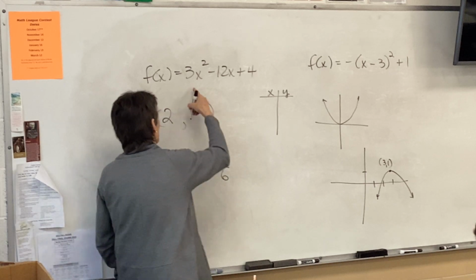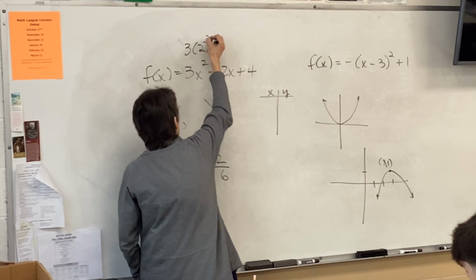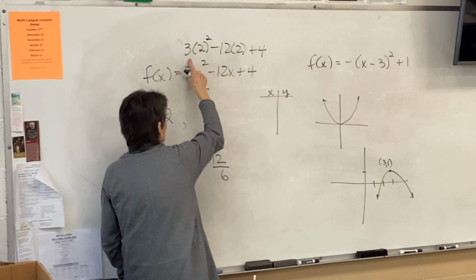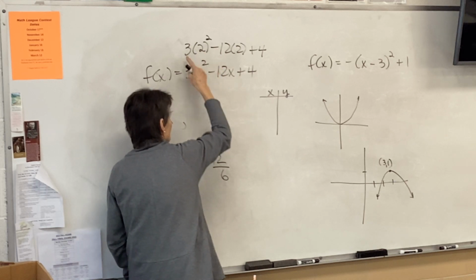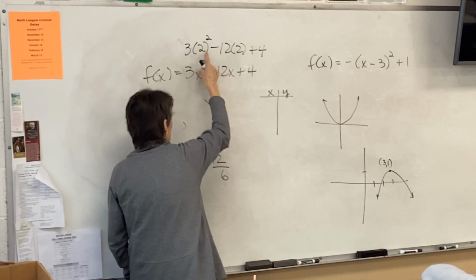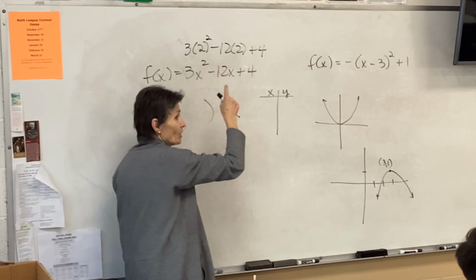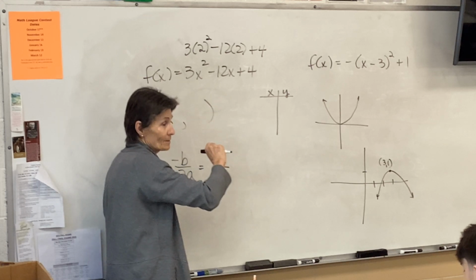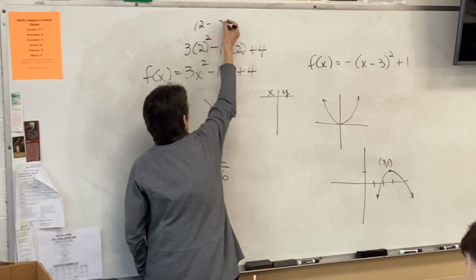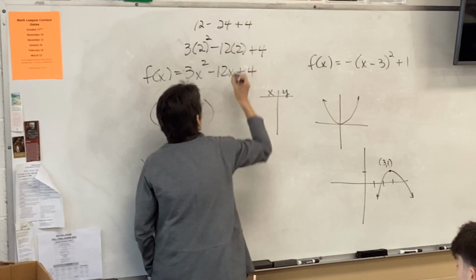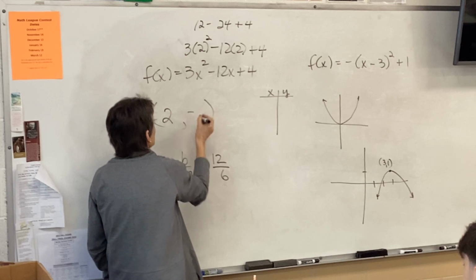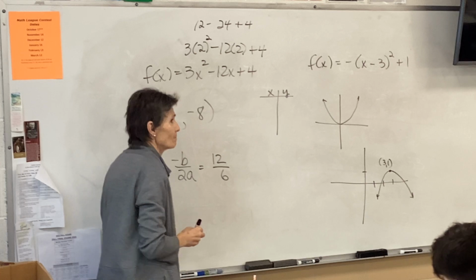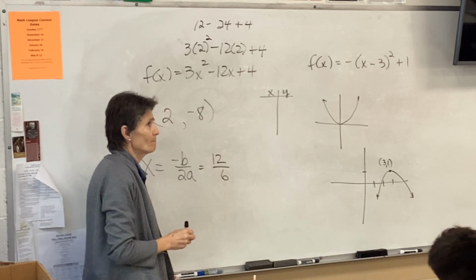Plug it in. And when I plug it in, come on, remember PEMDAS. You have 3 times 2 squared. What has to happen first? Square it. So this isn't going to be 6 squared, that's wrong. It's 3 times 4. So it's 12 minus 24 plus 4. So what is that? Negative 8. My arithmetic is right?